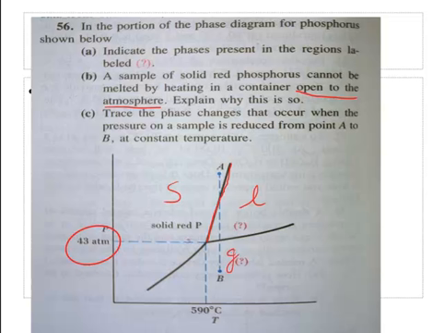All right? And then let's look at the last one. Trace the phase changes that occur when the temperature on a sample is increased from point A to point B at constant pressure. Well, we're going from solid to liquid to gas. So there you go. Not too bad stuff, all right? So we'll play with a few of these diagrams and talk a little more about that density stuff later, and we'll see you next time.